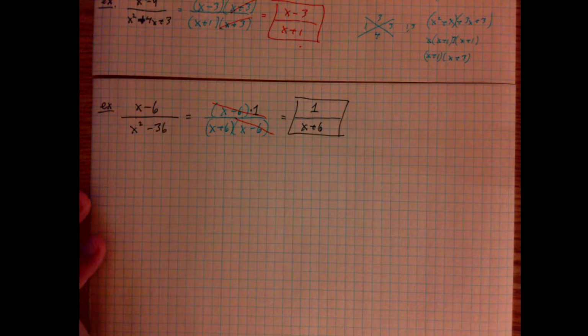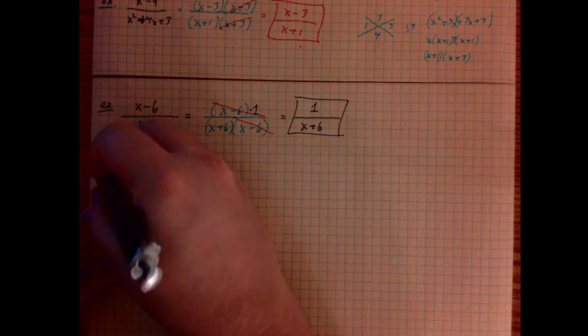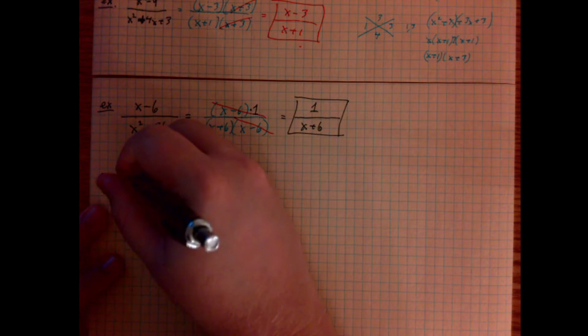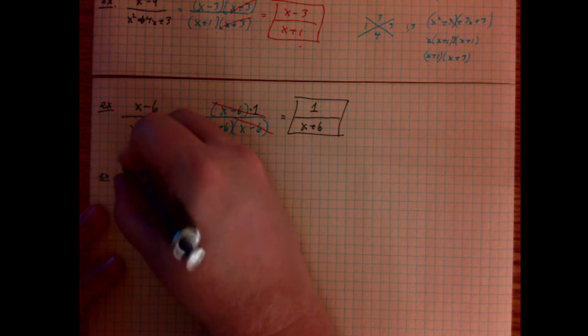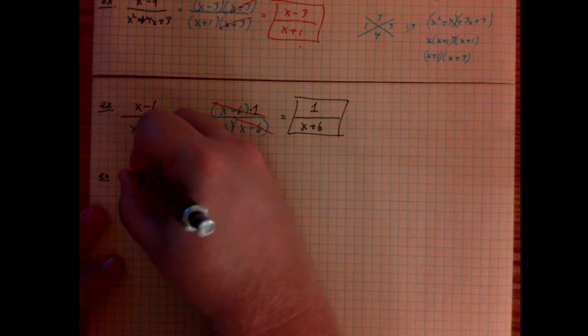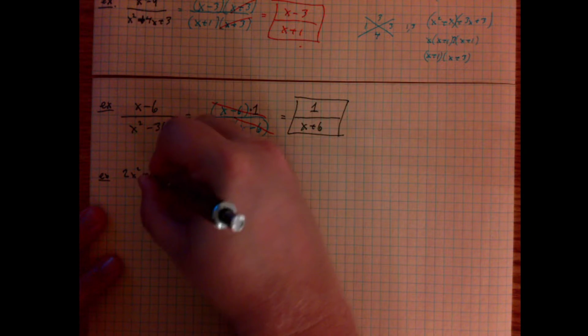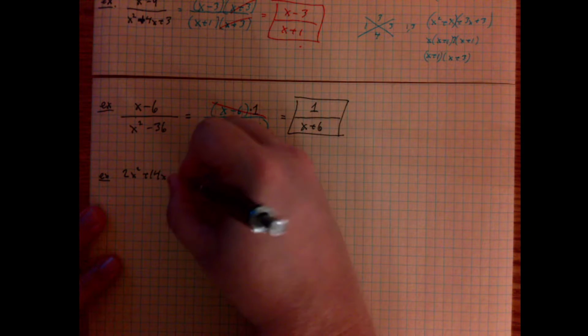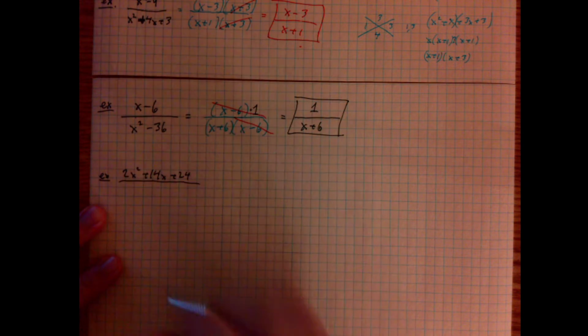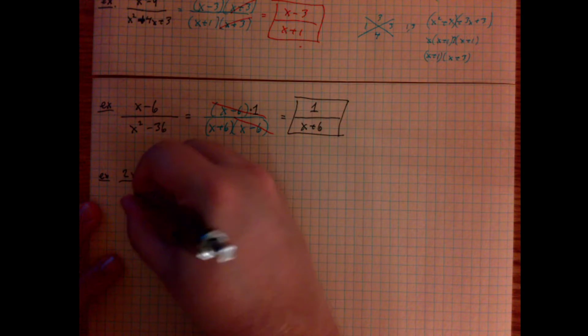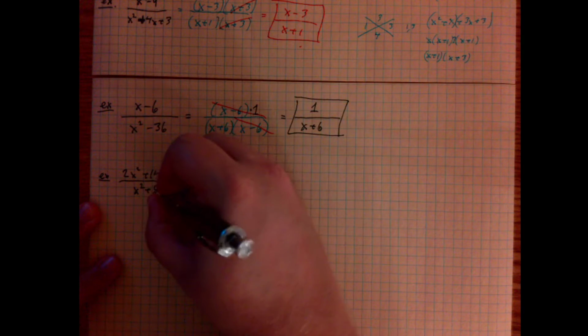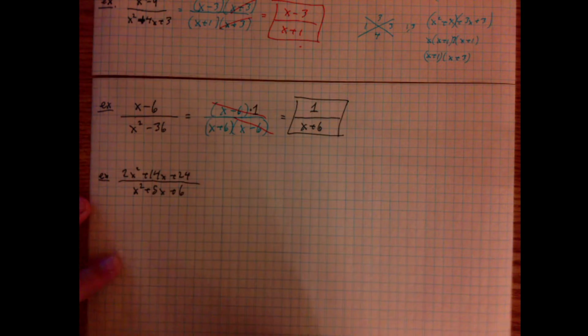Now, on our next one, let's look at, yes, I like that one. Okay, this one, we have example. Let's see, on top, we have 2x squared plus 14x plus 24 all over x squared plus 5x plus 6.